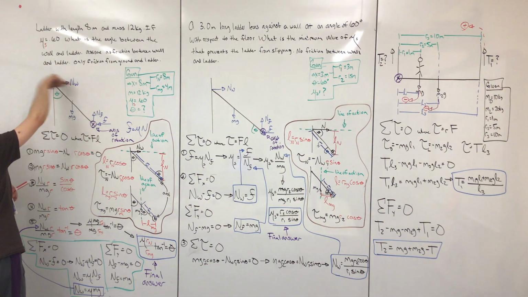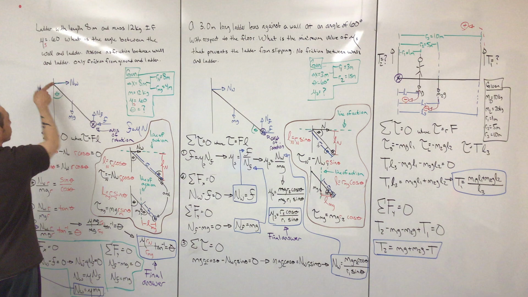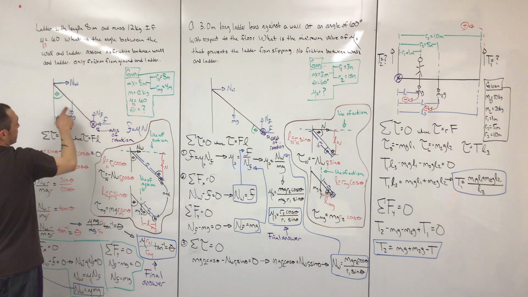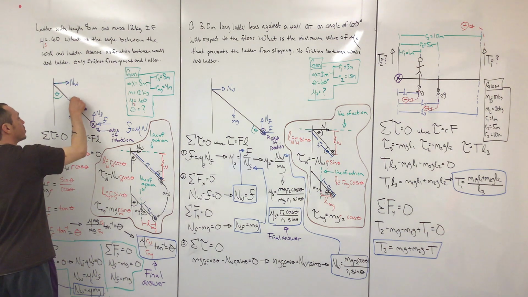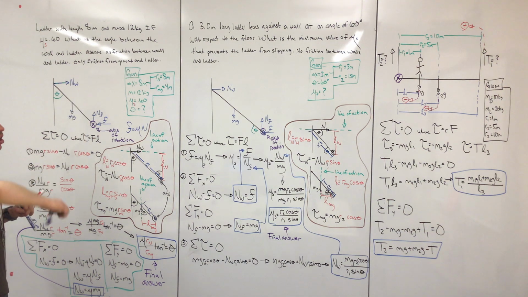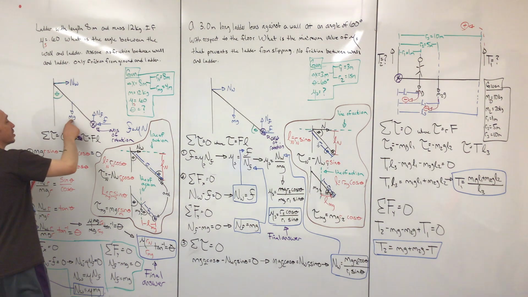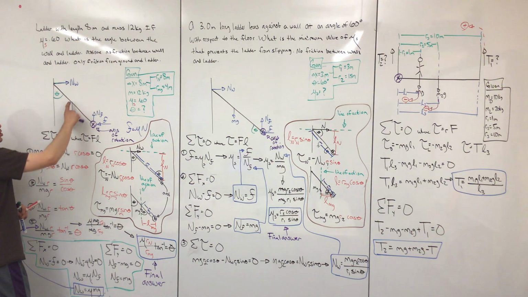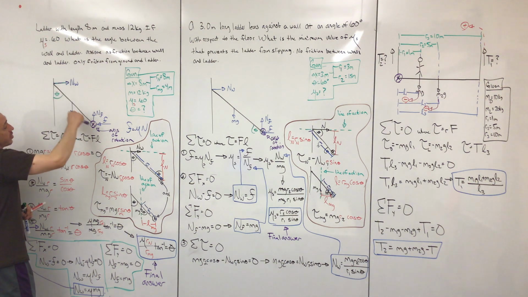I have my normal force from the wall. The ladder's leaning against the wall, so there's going to be a normal force from that. The weight of the ladder is pointing down, and if we're not too sure where it is, we typically draw it in the center. All objects have a center of mass, and that's where the weight is typically distributed. So the mg of the ladder is right in the center of the ladder.